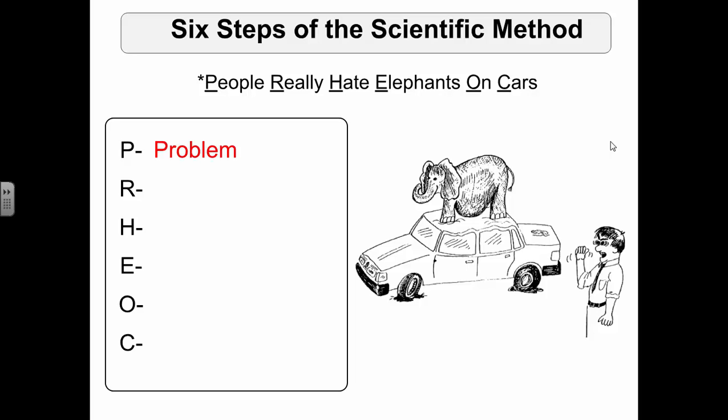So the P stands for problem. We'll talk about what these actually mean in a minute. The R stands for research. The H stands for, if you can guess this one, correct, hypothesis. Anyone guess the E? Experiment.